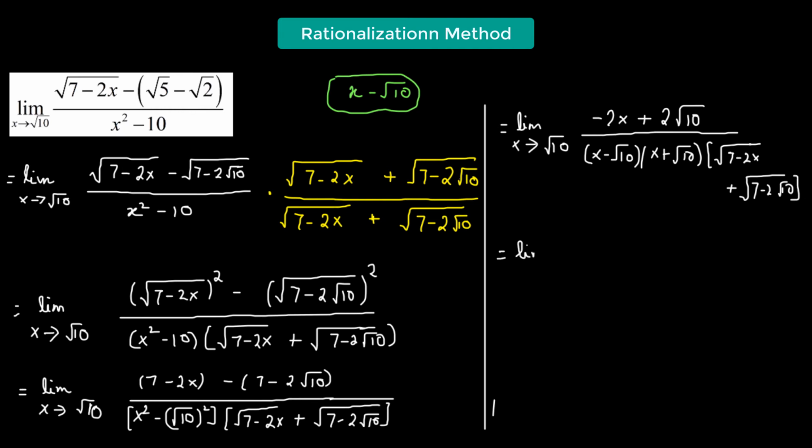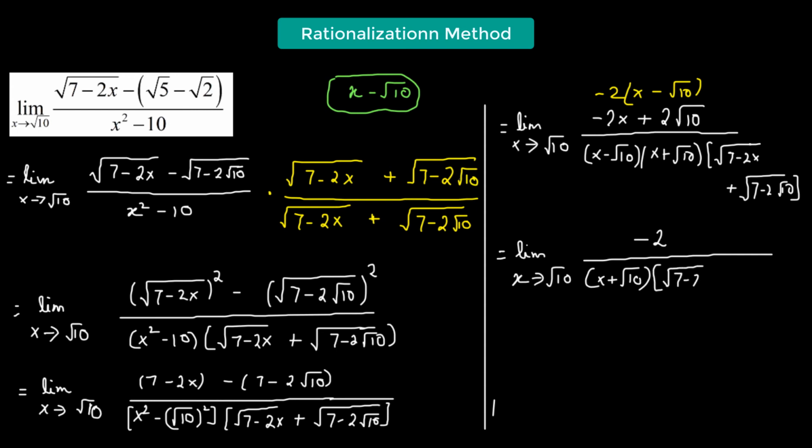Now from the numerator, I'm going to rewrite the previous step. In the numerator, if we take negative 2 as the common factor, that will leave us with x minus square root of 10. So we can cancel out x minus square root of 10 from both the numerator and the denominator, and that will give us negative 2 in the numerator divided by x plus square root of 10, multiplied by square root of 7 minus twice x plus the square root of 7 minus 2 root 10.